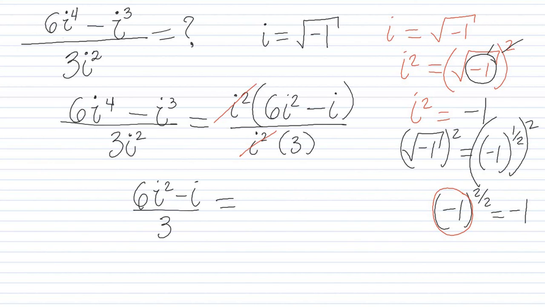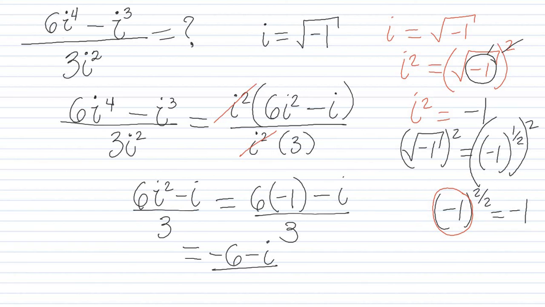So continuing the solution process, we have 6 times -1, because i squared equals -1 since we're dealing with imaginary numbers, minus i, divided by 3. So what you end up with is -6 minus i, divided by 3. And you can simplify this further. I'm going to switch the color now to blue. We can simplify this further to -6 divided by 3, minus i divided by 3. So you have -2 minus 1 over 3 and i here.